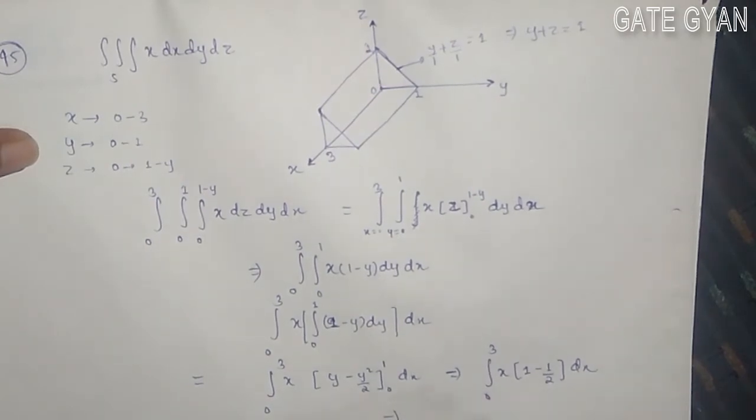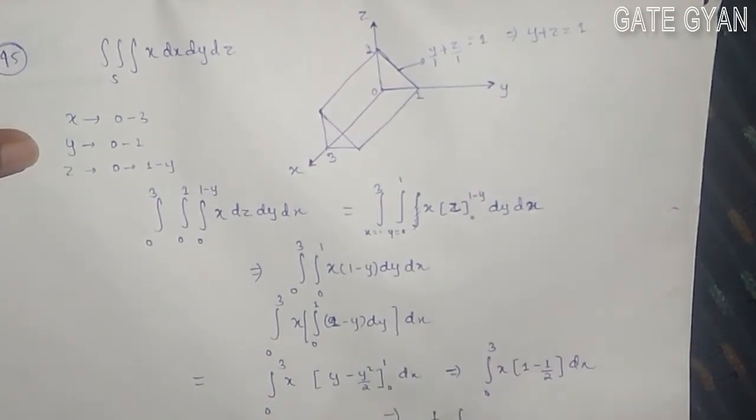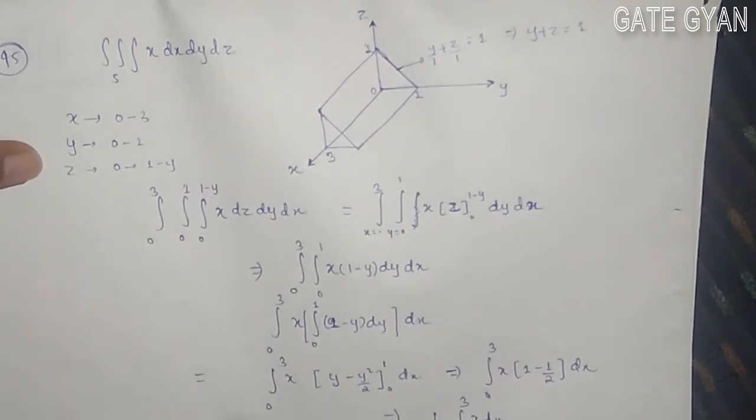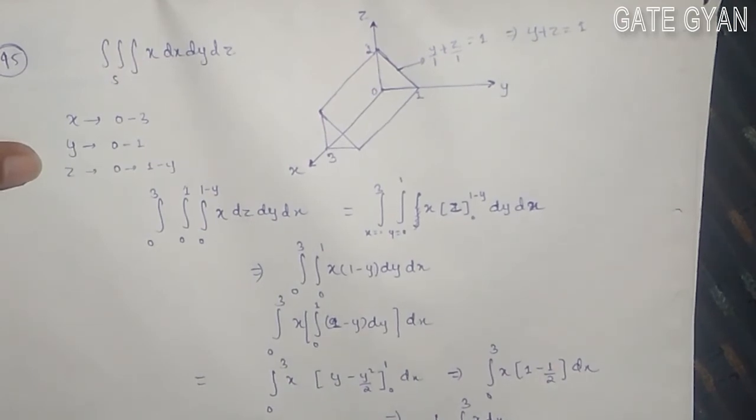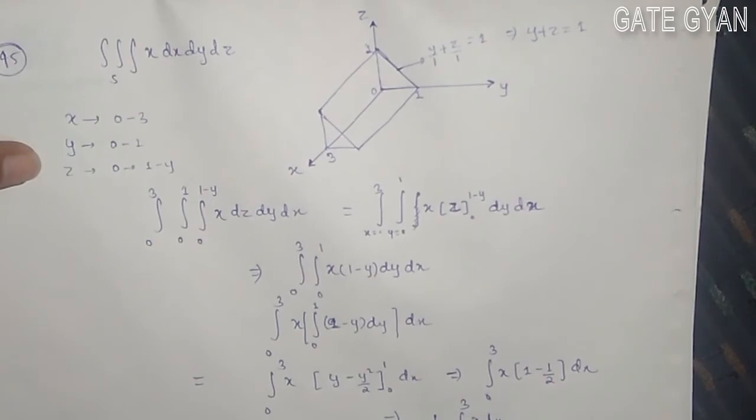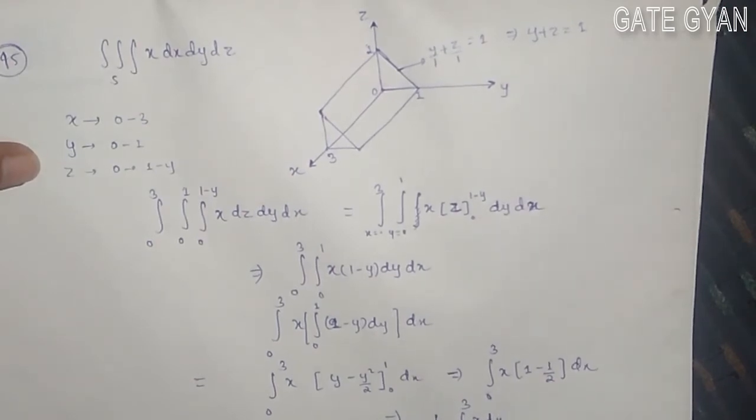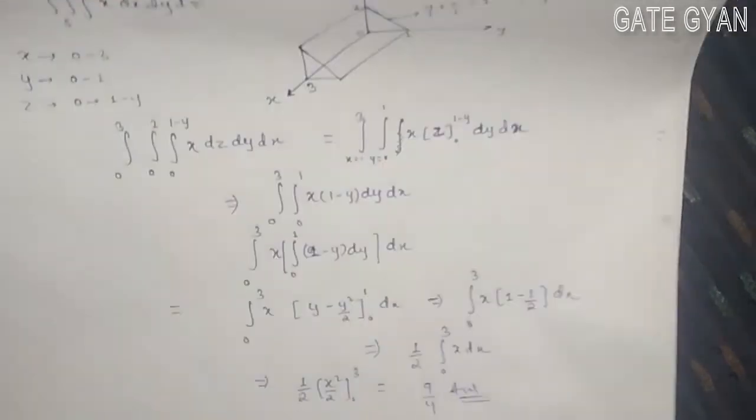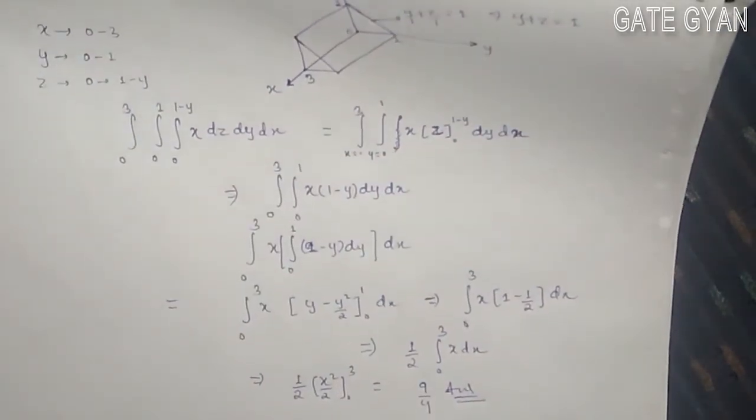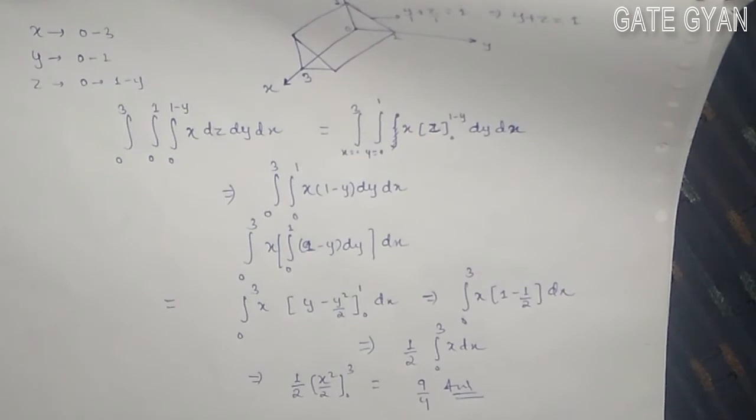Now this will be like 1 by 2 I am taking outside, 0 to 3 x dx, and it is going to be like 1 by 2 x square by 2 over limit of 0 to 3. So here we will get our answer as 9 by 4. So our answer is going to be 9 by 4.